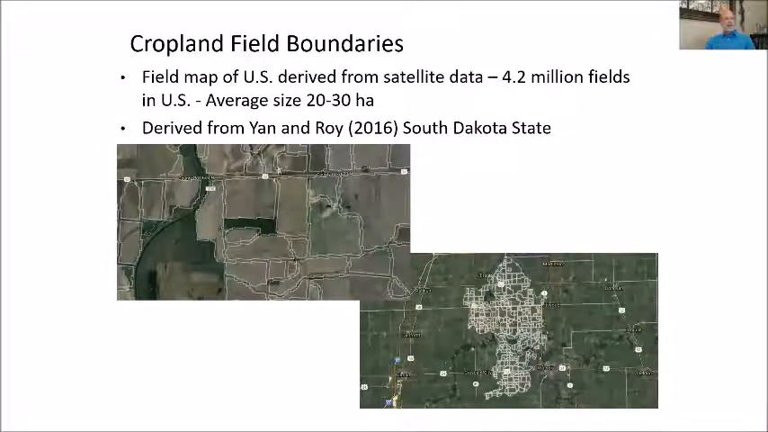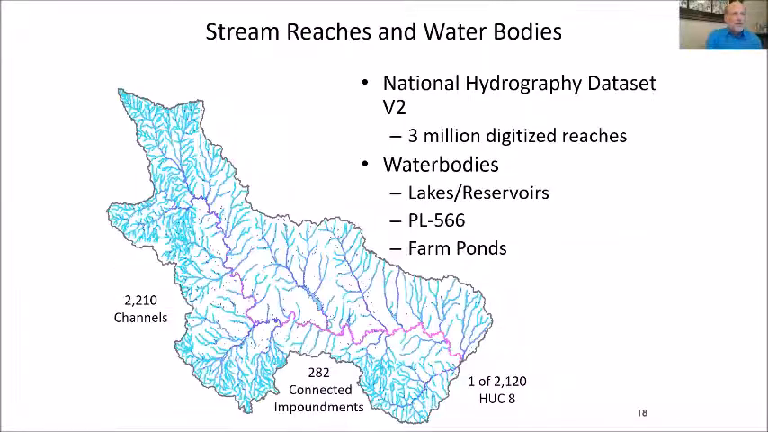For the cultivated ag areas, we're using field boundaries developed by scientists at South Dakota State. We have just over 4 million fields. And this gives you an idea of what that field map looks like. The figure on the right is a HUC 12, and this is a heavy ag area, obviously, and it shows you some of the field distribution within a HUC 12.